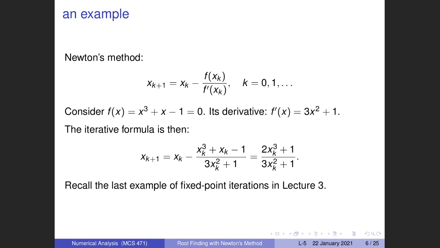Just recapping, so we have Newton's method here applied to an example. So we have a cubic polynomial. In some sense, this is the running example through the first part in this lecture. So a nice polynomial, degree 3, its derivative, and then we can also spell out the iterative formula.